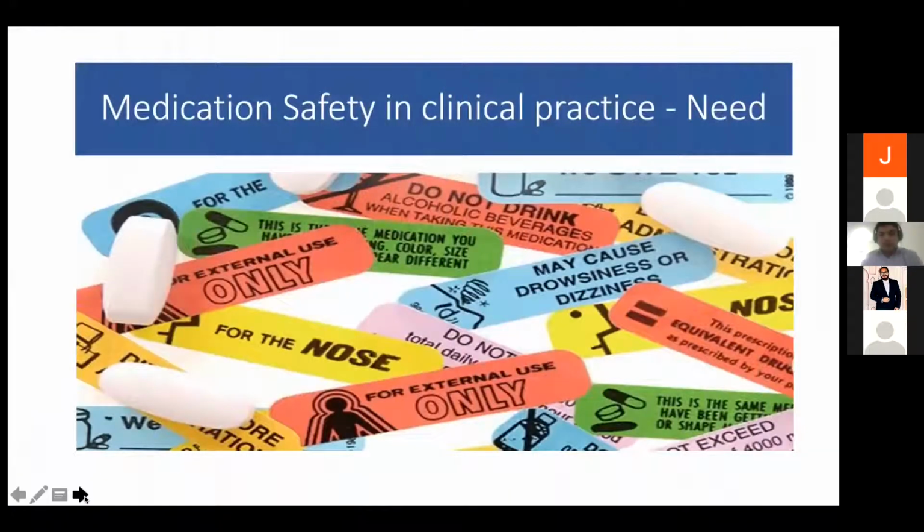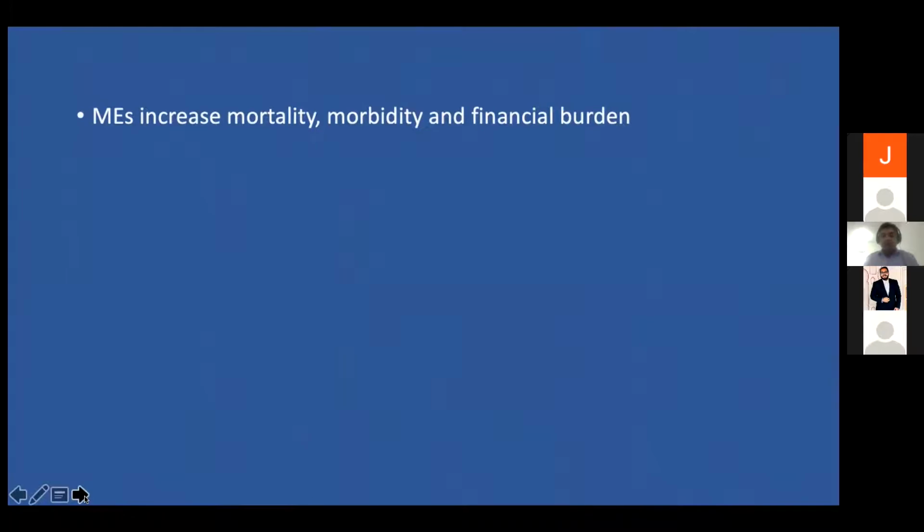Now, why is medication safety very, very important? Because in general, medication errors increase mortality, morbidity, and financial burden.